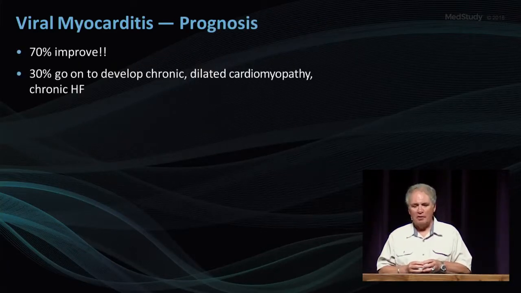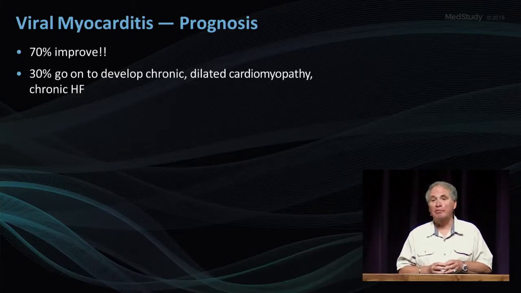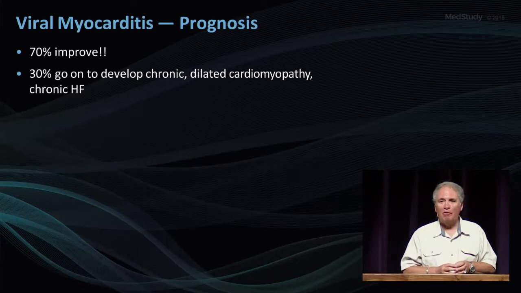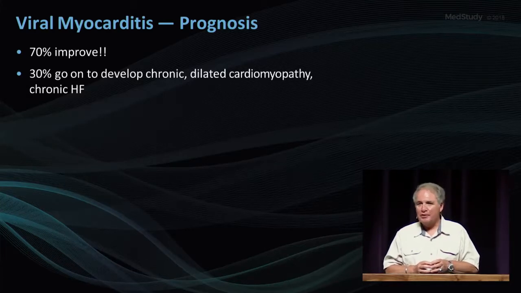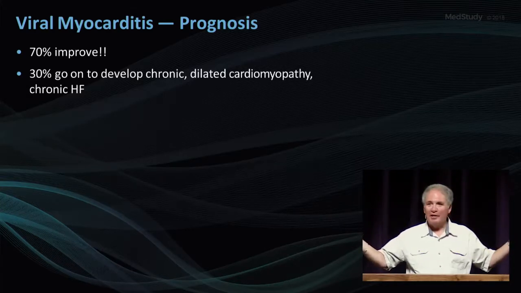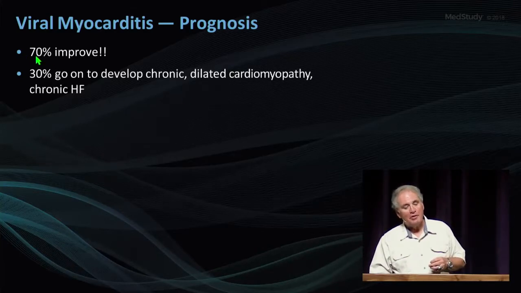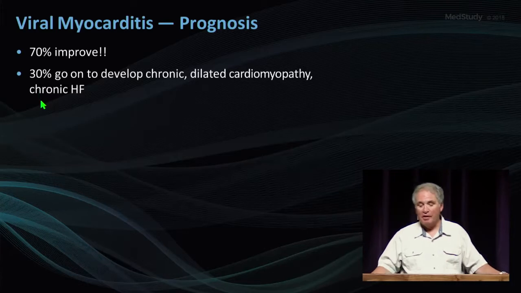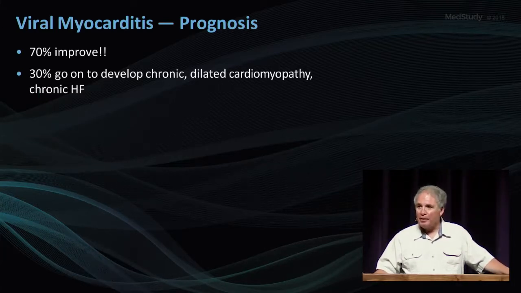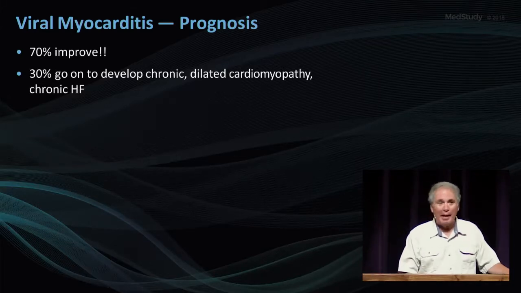Prognosis of viral myocarditis: 70% improve. 70% get better. Interestingly, there's something called fulminant myocarditis, which is horrible in the beginning, but it actually has a little better prognosis for some reason. 70% improve, but 30% go on to develop chronic, dilated, burned out cardiomyopathy and chronic heart failure. So a substantial number of kids with viral myocarditis go on to have a bad outcome.